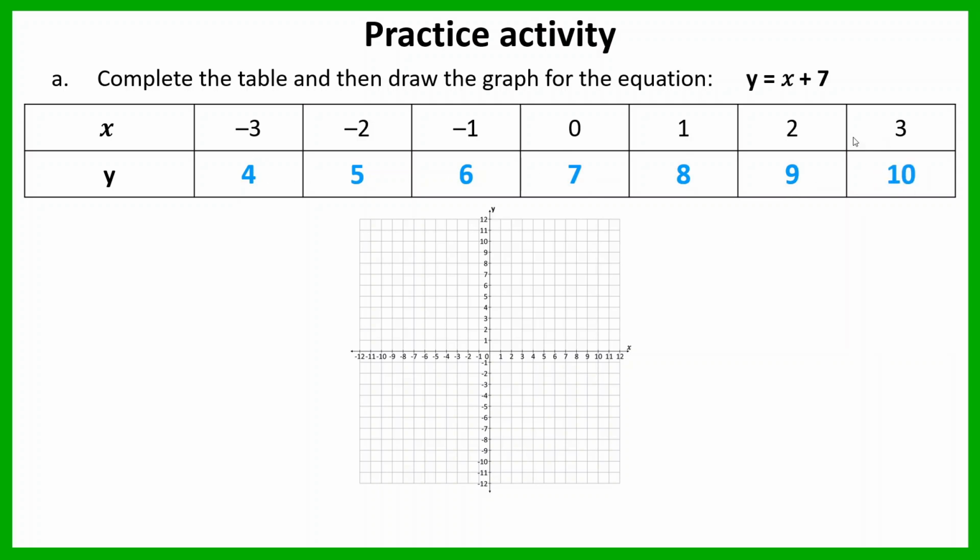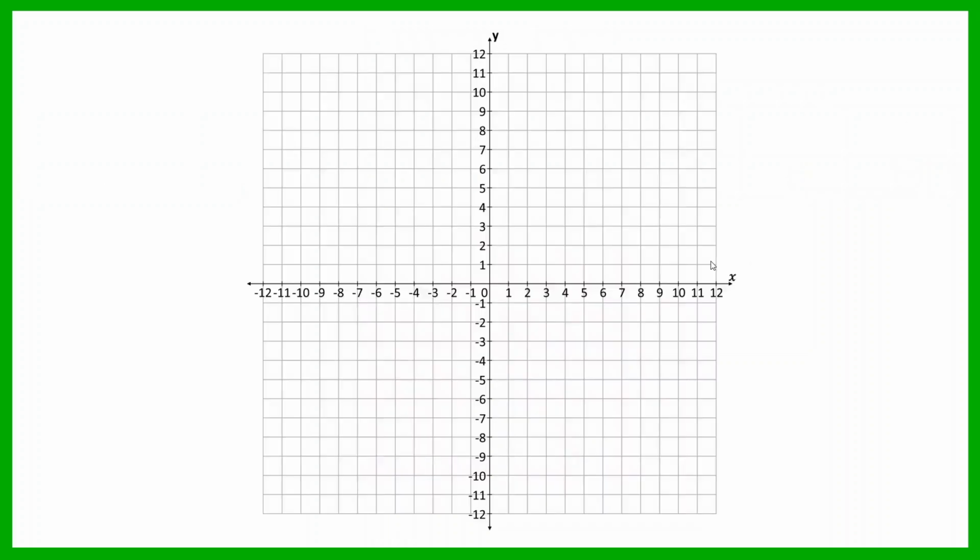Okay, so those are our coordinates that we're going to be using. The first pair of coordinates is -3, 4. We've got -2, 5, -1, 6, 0, 7, 1, 8, 2, 9, and 3, 10. So now when we plot that on the graph, it's going to look like this. Our first point is -3, 4. Then we've got -2, 5, -1, 6, 0, 7, 1, 8, 2, 9, and 3, 10. Then when you join that up, you should get a line that looks like this. And then you have to label that graph y equals x plus 7.